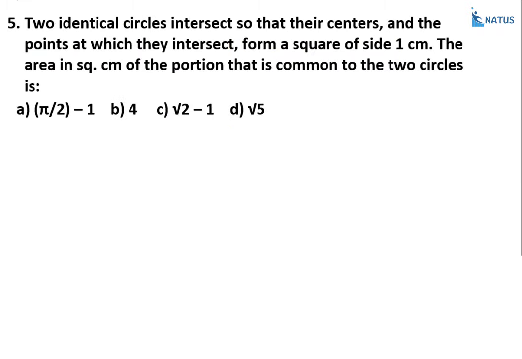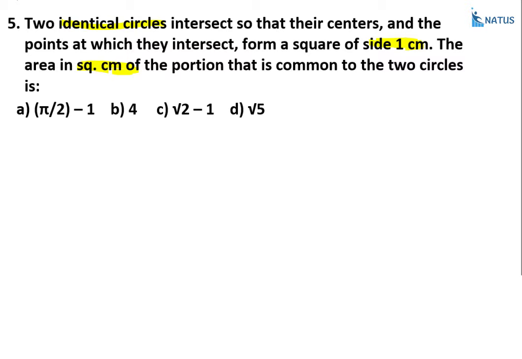Fifth one. Two identical circles intersect each other at their centers, and the points at which they intersect form a square of side 1 centimeter. The area in square centimeters of the portion that is common to the two circles is.